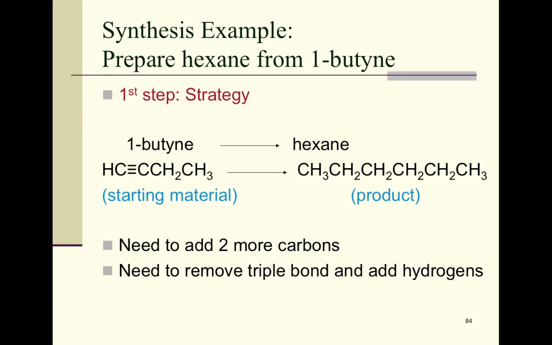It wouldn't make sense for us to get rid of the triple bond first, because if we got rid of the triple bond, then we would have a plain old alkane, which is very unreactive. So we really need to add our carbons first. And then after we have the carbons added, we can remove the triple bond and add hydrogens.